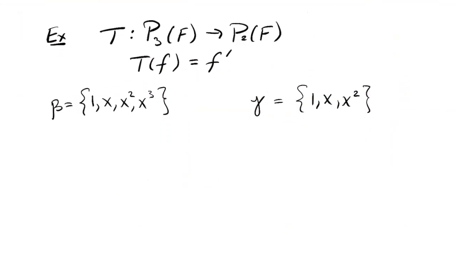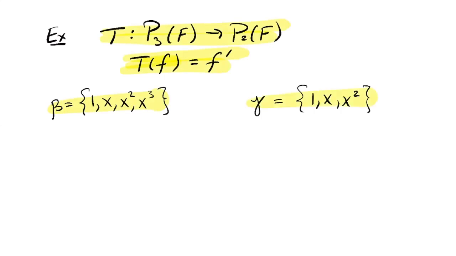Let's take the differentiation operator. I'm calling it T here. I called it D before, but here's how it works. T of a polynomial is the derivative of that polynomial. Okay? Standard basis for the domain and the codomain.